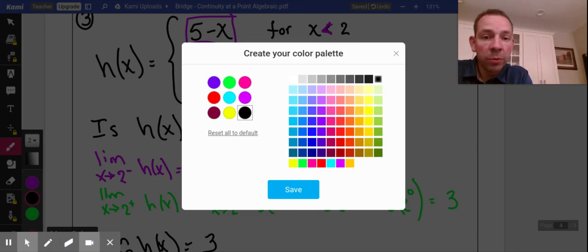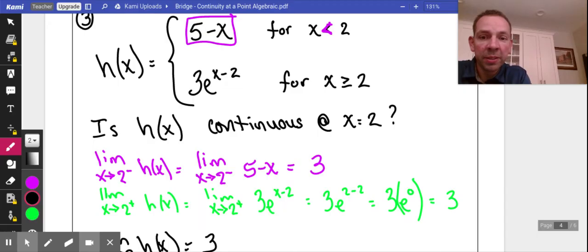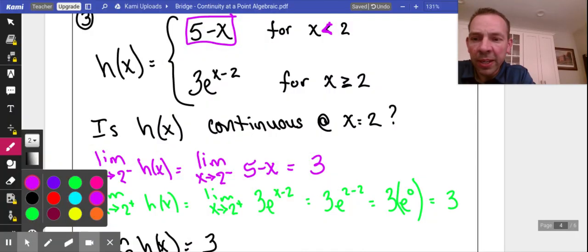Let's see if I can find some more colors here. What looks exciting? Let's try orange maybe. Let's save that orange. So now we look for that equal sign. Oh my gosh, it didn't save. I don't know, I'm goofing that up somehow.